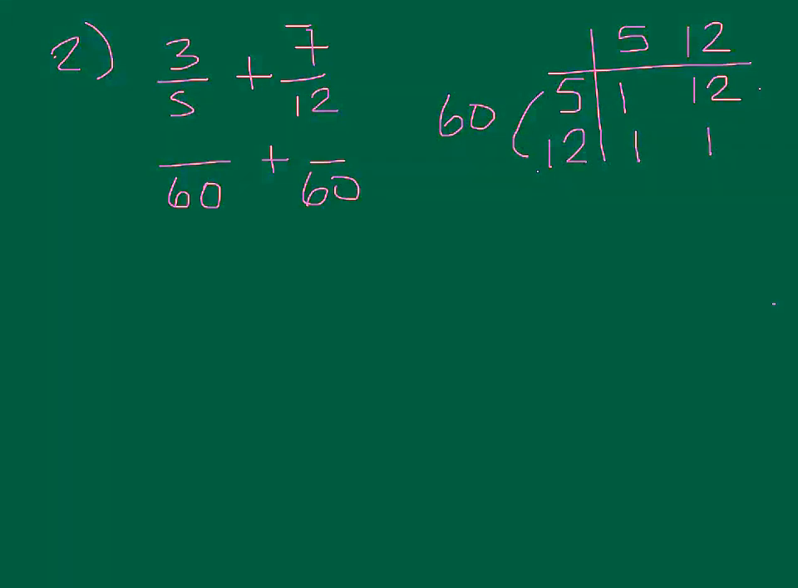So, when I multiply the 5 to get a 60, it's a 12. So I also multiply this one by 12, and I get 36. This one, I multiply it by 5, so I will have 35. 36 and 35, it's 71/60.